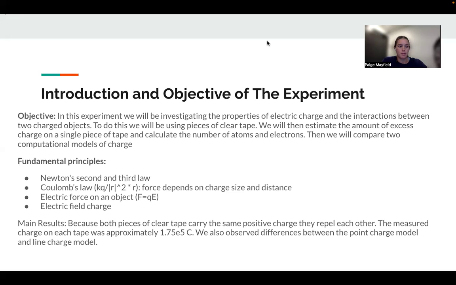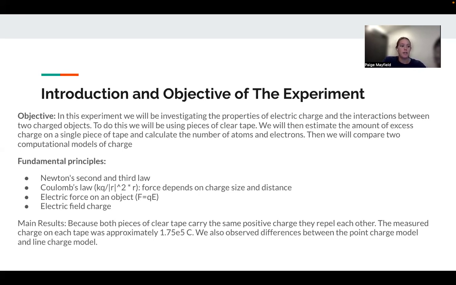So the goal of this experiment was to investigate the properties of electric charge and how two charged objects interact. We used clear tape to create charged pieces, then measured their forces of interaction. From this, we estimated the amount of charge on the tape, calculated the number of displaced electrons, and compared two computational models, the point charge model and the line charge model.